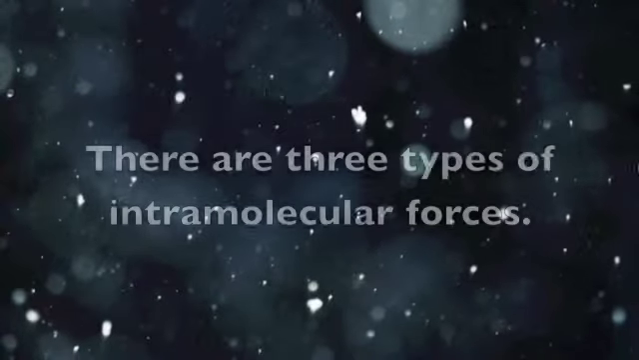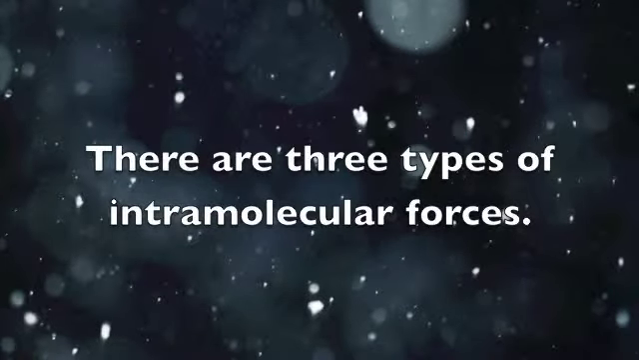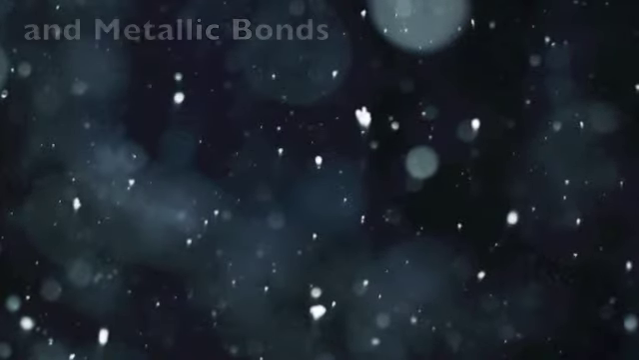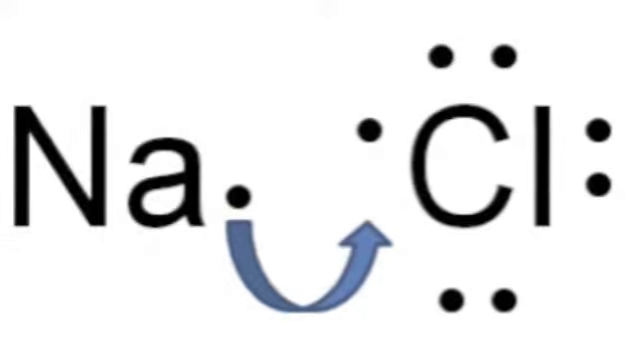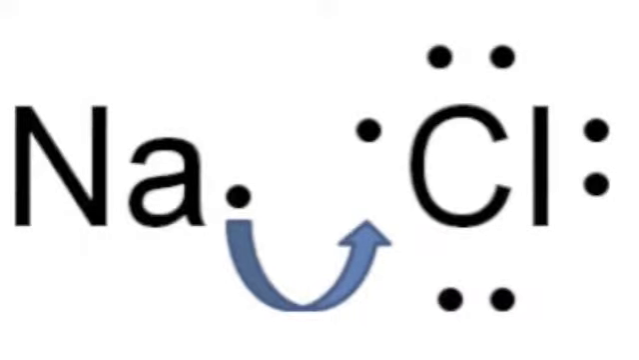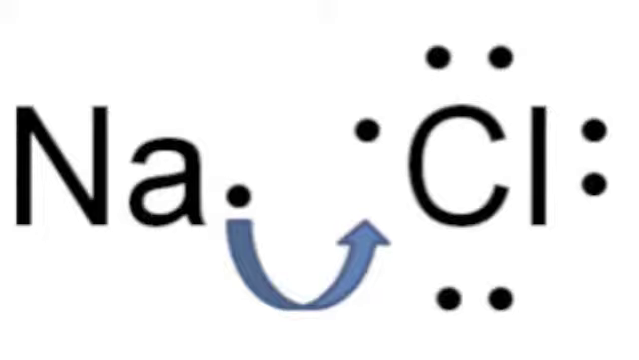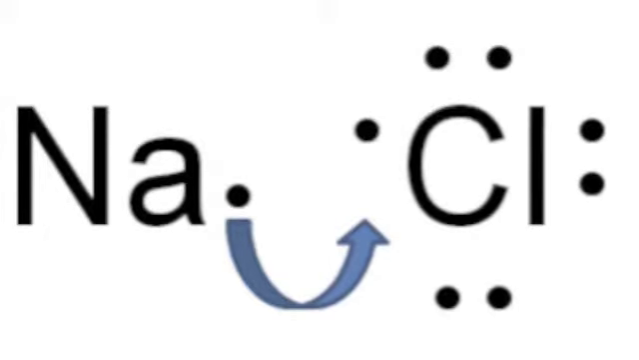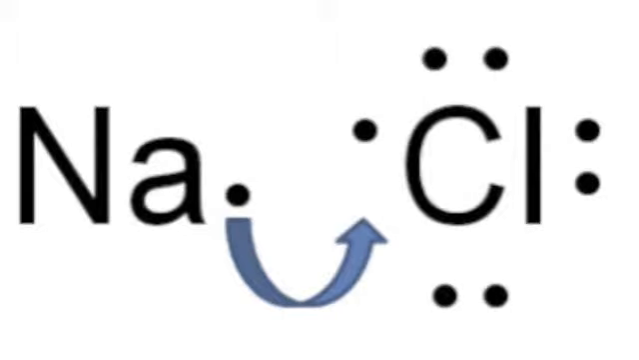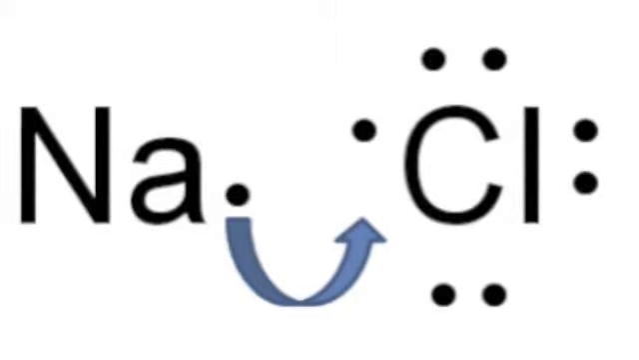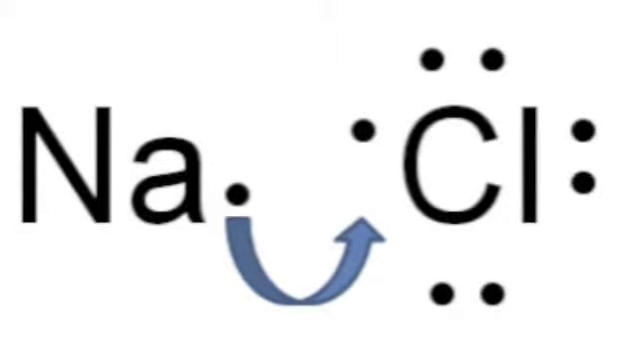Intramolecular forces. There are three types of intramolecular forces: ionic bonds, covalent bonds, and metallic bonds. Ionic bonds are formed when an atom almost has a full shell of valence electrons and another atom almost has an empty shell of valence electrons. This is shown by sodium and chloride. Sodium gives up an electron and gives it to chloride, so now sodium has a positive charge and chloride has a negative charge, but their shells are full.